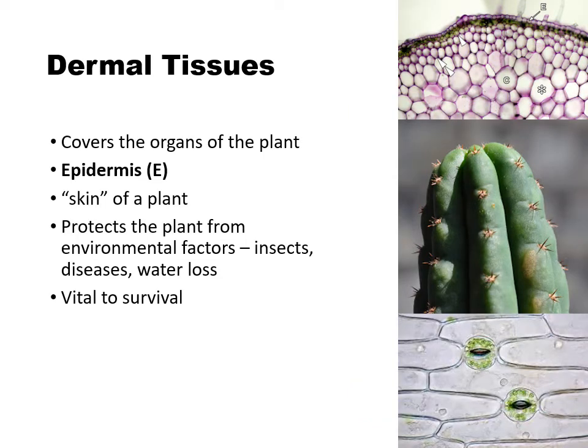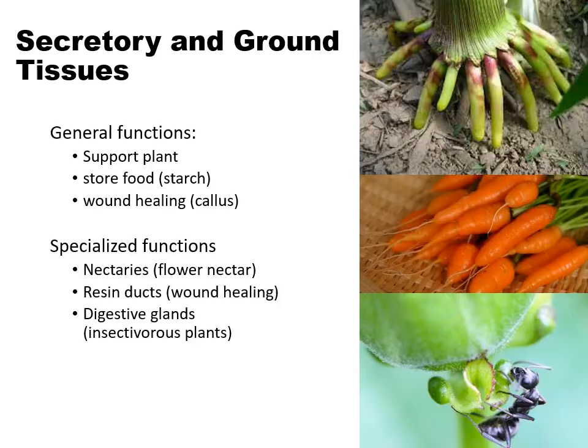So dermal tissues, epidermis, just like in the introduction, cover the entire plant and cover organs, protect from insects, prevent water loss, right? Like in a cactus, there's a thick, waxy cuticle. And they are really vital to a plant's survival. It's the first layer of defense. Now, looking at secretory or ground tissues, by the way, ground tissue is the fancy term for anything that is not vascular.